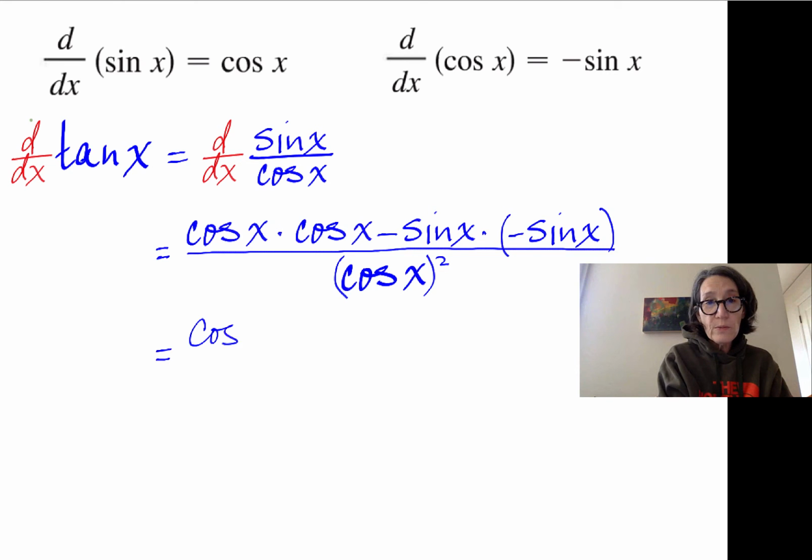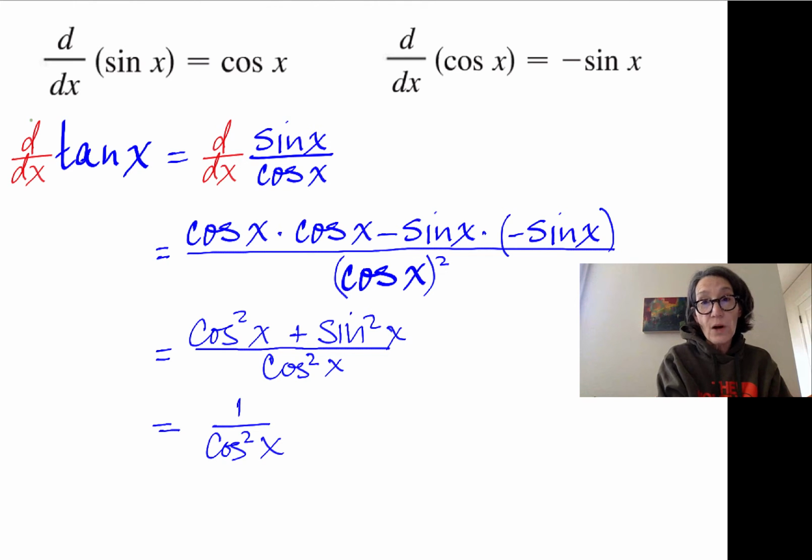In the numerator, we really have cosine of x squared, or cosine squared of x, plus sine squared of x. And all of that is over the cosine squared of x. And now the numerator, using the Pythagorean identity for trigonometry, is just 1. And now 1 over cosine squared, using a reciprocal identity, we could rewrite that as just secant squared of x. So that's the derivative of the tangent function. It's just secant of x squared, or secant squared of x.